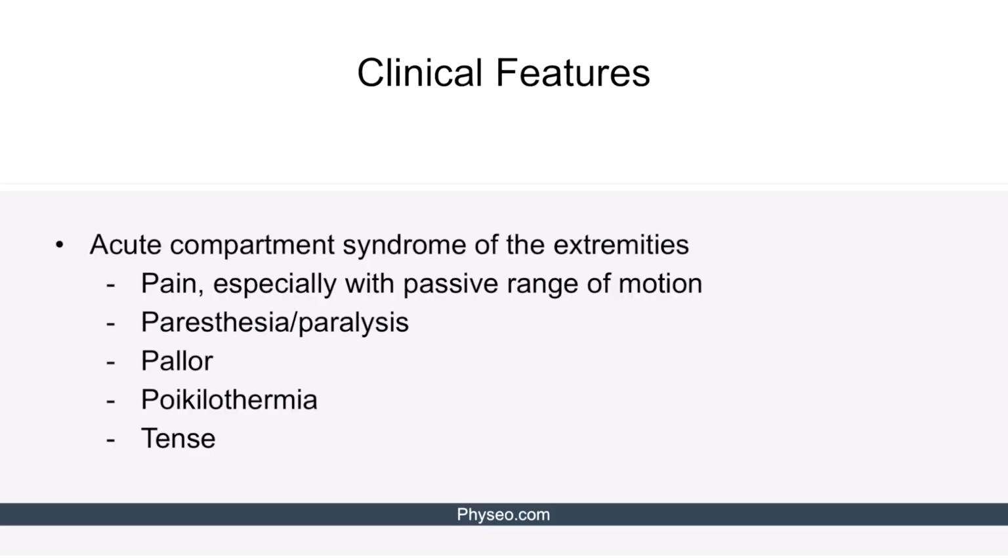For acute compartment syndrome of the extremities, the clinical features are pain, especially with passive range of motion, as well as paresthesia, which is one of the early findings, and paralysis, which is rare. Pallor and poikilothermia are some of the other common features. For your reference, poikilothermia means cold extremities. The tissue will also feel tense from all of the extra pressure in the compartment.